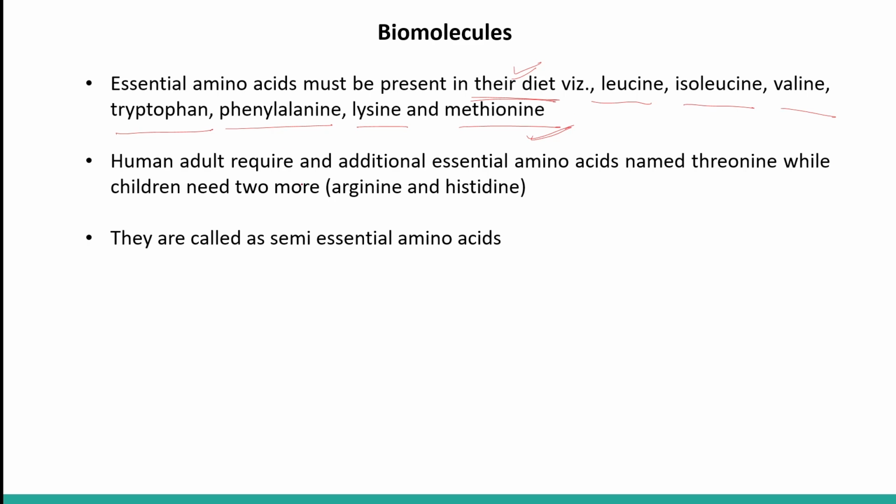Human adults require an additional essential amino acid named threonine, while children need 2 more, arginine and histidine. So they are called semi-essential amino acids. These are the semi-essential amino acids. So a total of 10 amino acids are required from our diet.